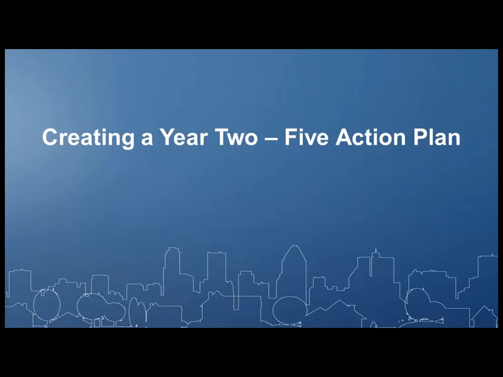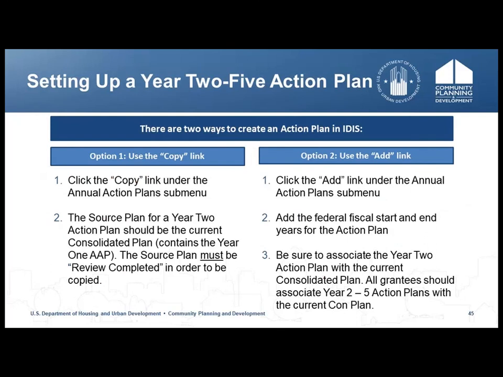Okay, so now we will quickly go over the steps for creating a year 2 through 5 annual action plan. The process for setting up an annual action plan is quite similar to the process for creating a comp plan. You have the same 2 options. Option 1 is to create a new action plan by copying a previous action plan, and option 2 is to create a new blank action plan template. As with setting up the comp plan, there are the same pros and cons to each option that you should consider before making your plan.